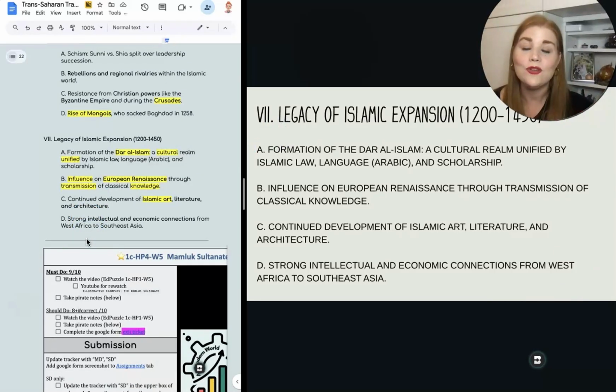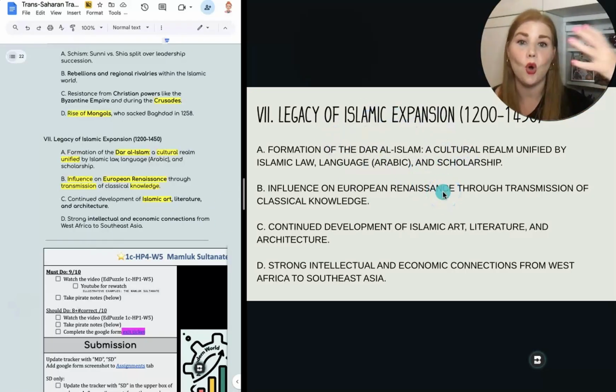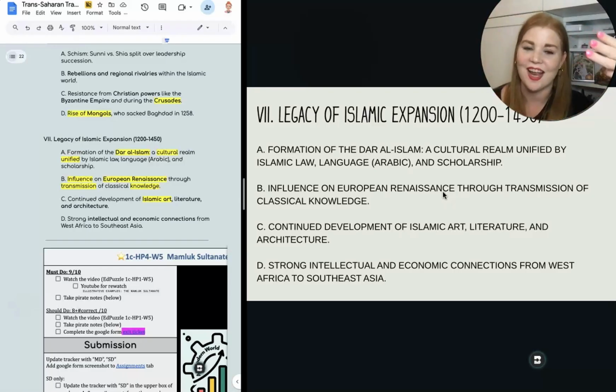So, the legacy of Islamic expansion. Why is it important? What do we get even today and in later historical periods because Islam expanded? First, we have that formation of Dar al Islam, this cultural unity and identity, this realm of unified empires through Islamic law, language, Arabic, and all of that learning and scholarship.